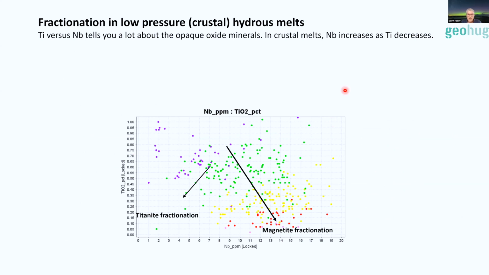I mentioned at the beginning that titanium is a compatible element, but niobium is incompatible unless there's titanite kicking around. So normally in any kind of crustal magma, as they fractionate, titanium goes down, but niobium goes up. If titanite is fractionating, it goes the opposite way. So there's 4 or 5 diagrams that show you really distinctive characteristics of fractionation in low pressure crustal melts.